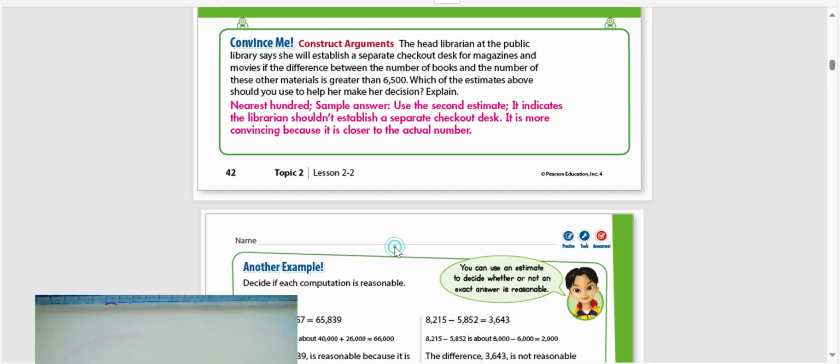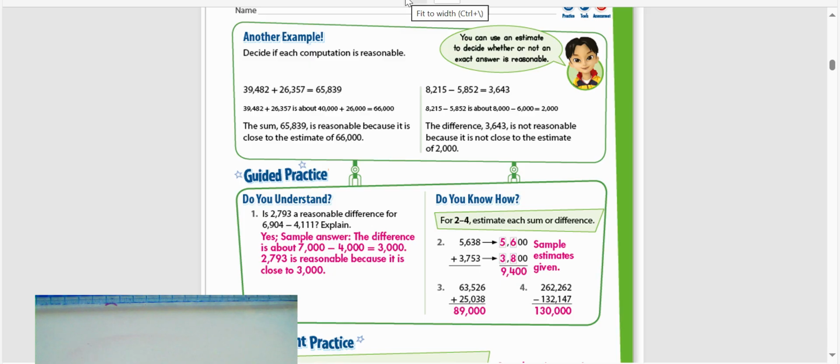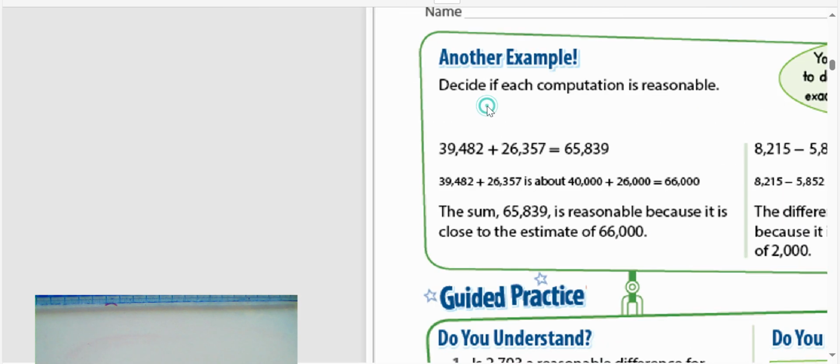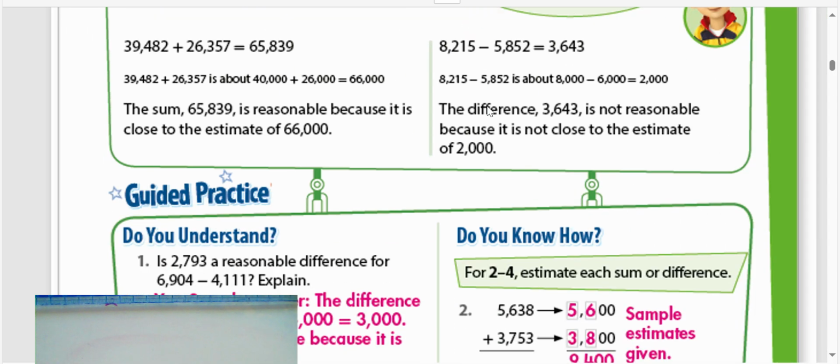Next question. We can write a difference between two numbers or add them together like this. 39,482 plus 26,357. Add together, the result will be 65,839. Okay.